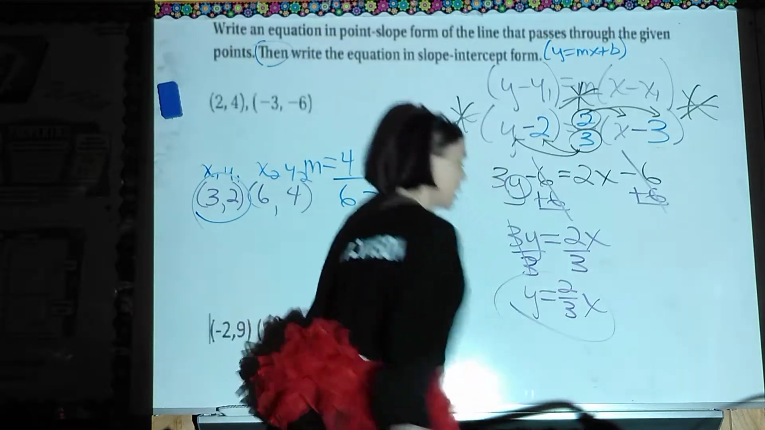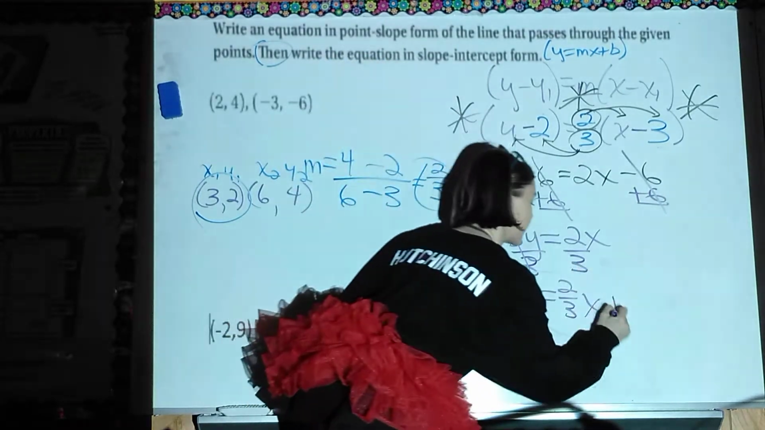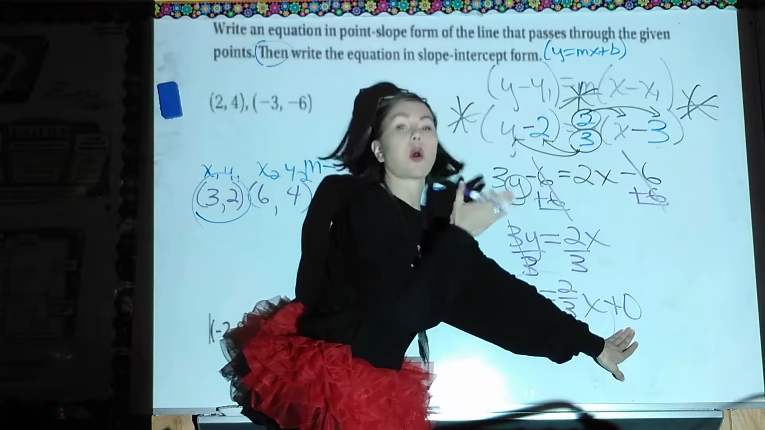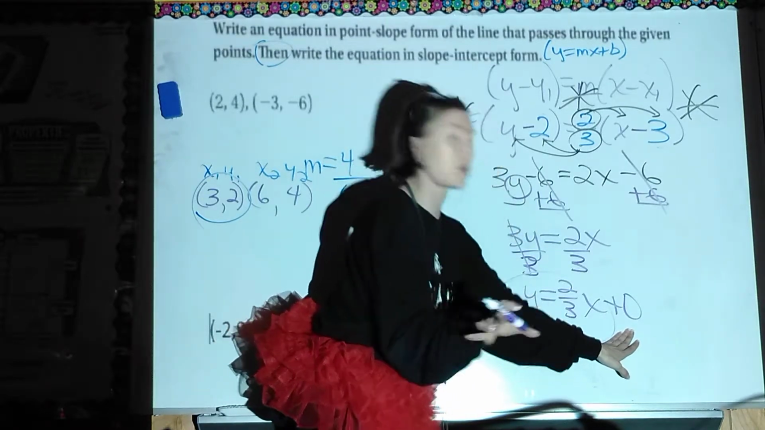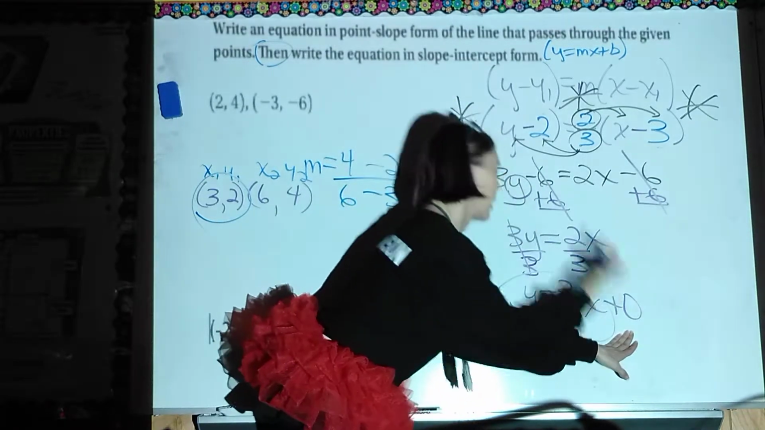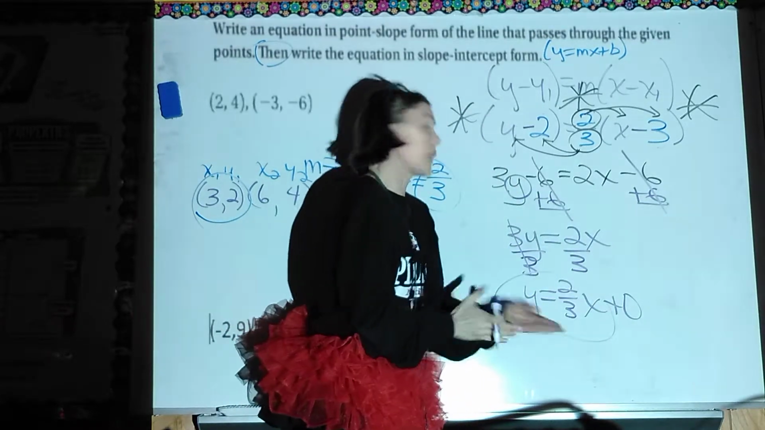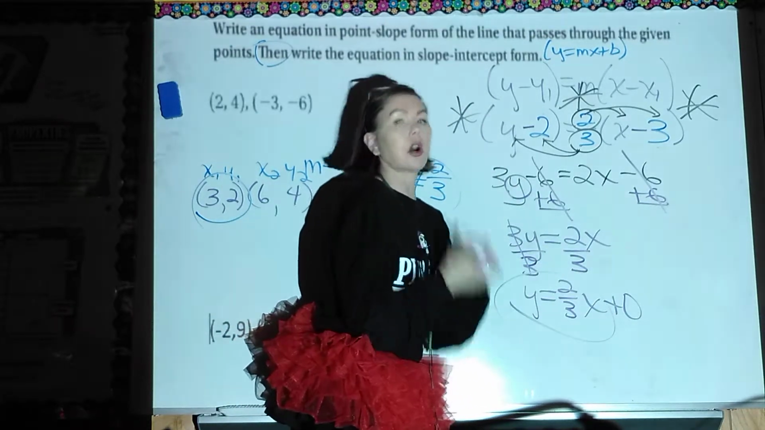That's it. Even though there isn't one, we know it's plus 0. Once again, I don't know how this happened. I promise you I didn't even plan this. The y-intercept, where does this line cross over the y-axis? At 0, 0. No big deal.